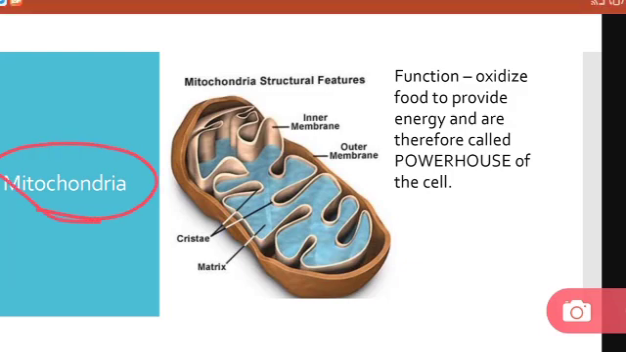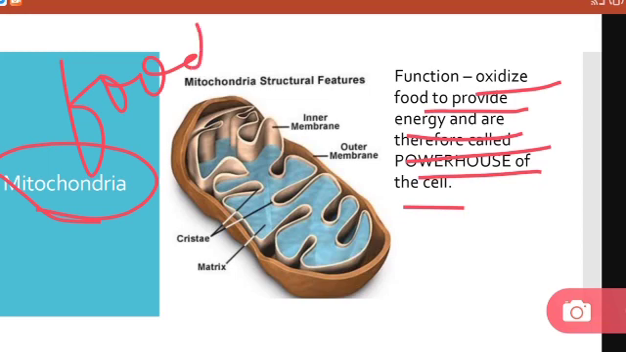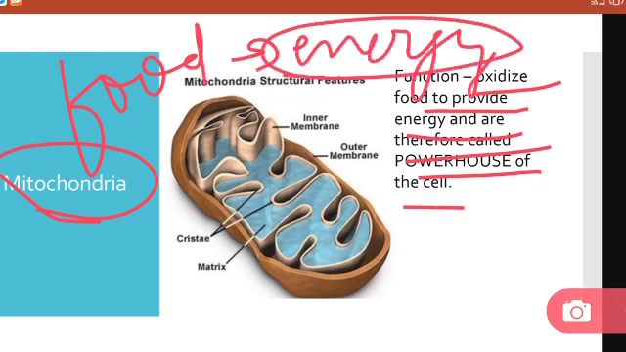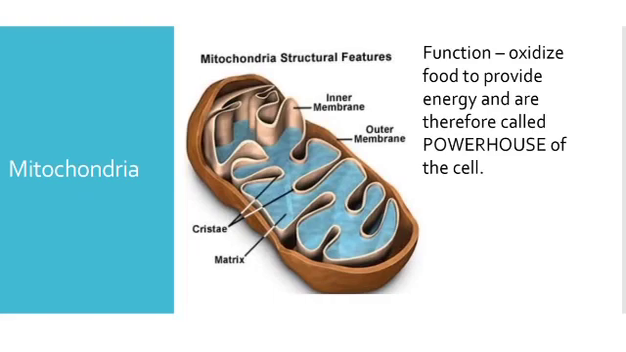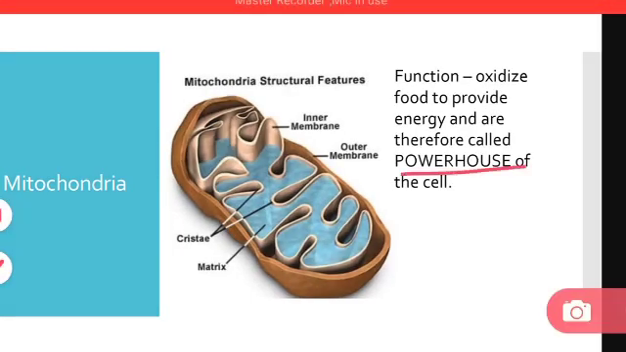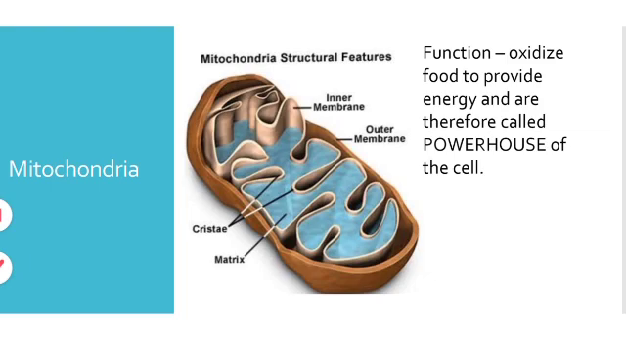Then comes the next structure, that is mitochondria. What is mitochondria? Function of mitochondria is to oxidize food to provide energy and therefore it is the powerhouse of the cell. Children, when we eat food, what is the work of food? To provide energy. So who generates energy? My mitochondria, which is present inside the cell. So this mitochondria helps in releasing energy. Understood? That is why it is known as powerhouse of the cell.